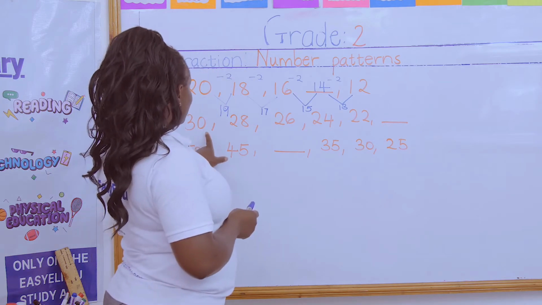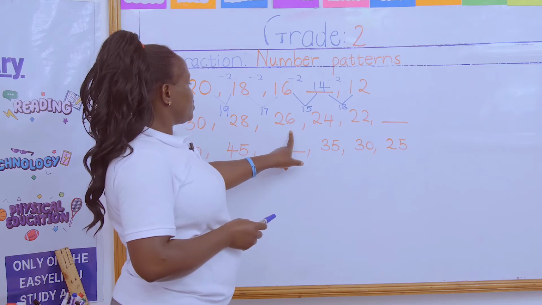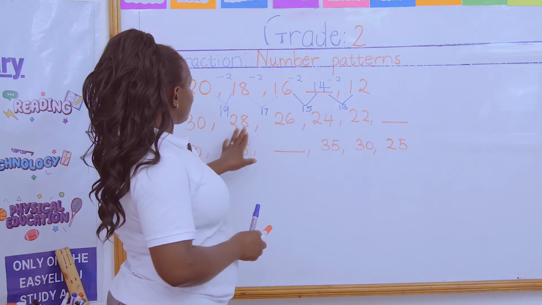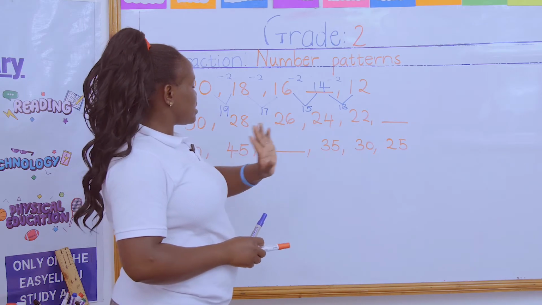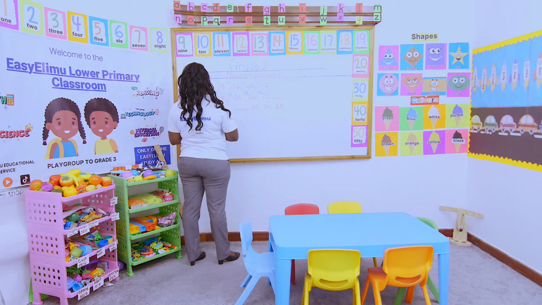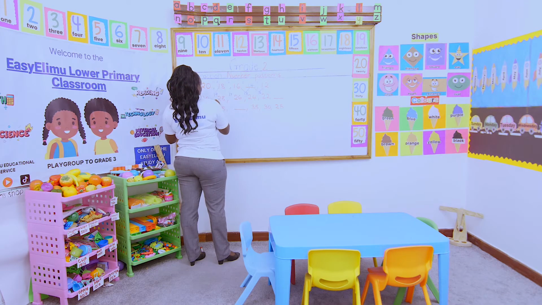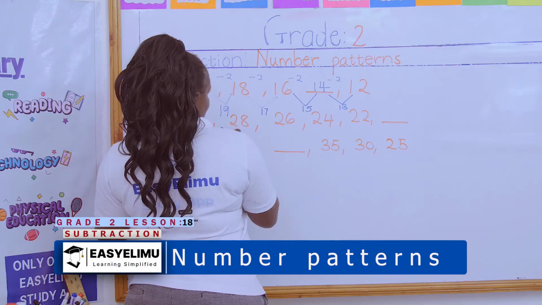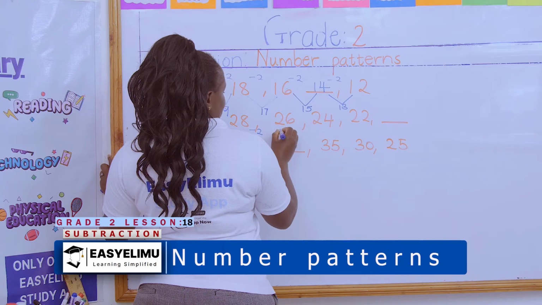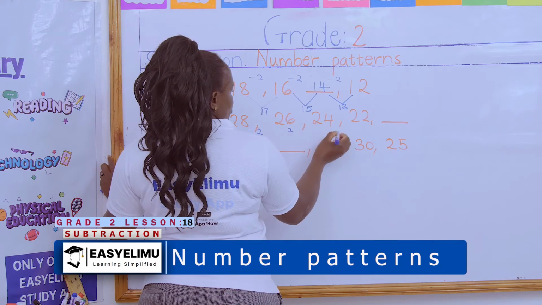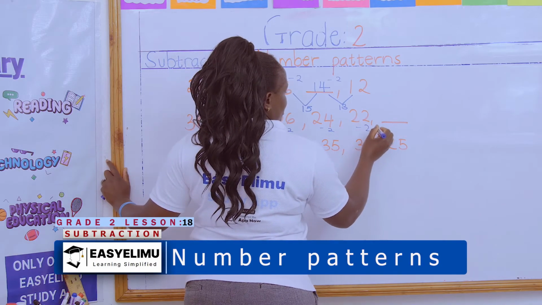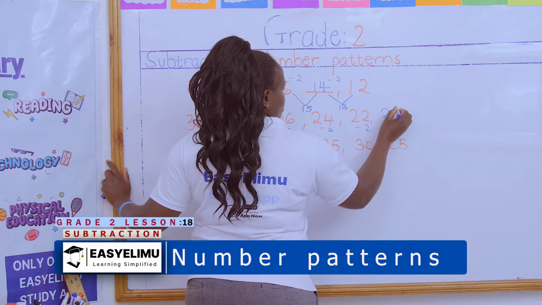What if I've been given 30, 28, 26, 24, 22? Look at the numbers. I have a 0, 8, 6, reducing. It means I'm counting in twos. So I'll still reduce my number by 2. So this one will be 30 take away 2, I get 28. 28 take away 2, I get 26, 26 take away 2, I get 24, 24 take away 2, I get 22, and 22 take away 2, I get a 20.